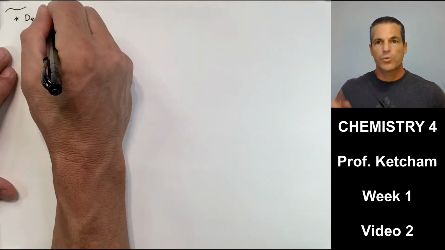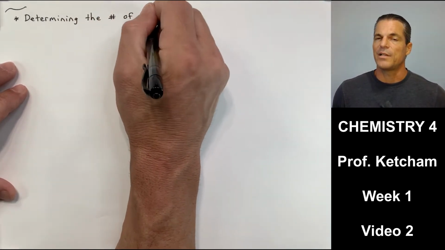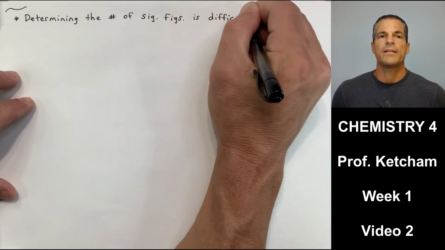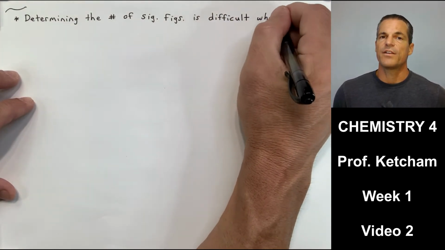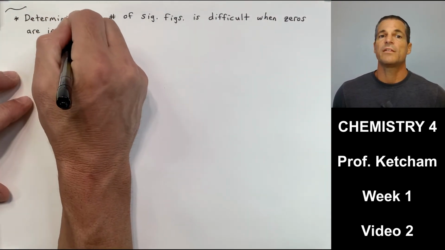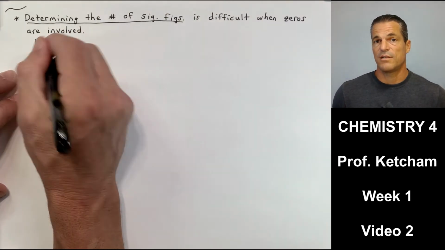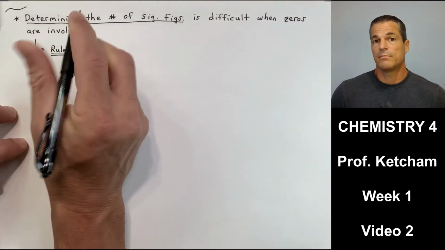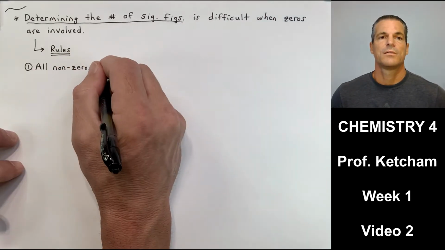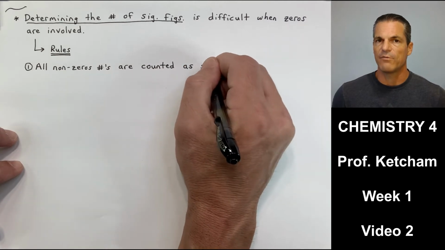All right, little squiggly line at the top of the page means I'm moving on to something a little bit different, but not super different. So, determining the number of significant figures, sig figs means significant figures. Determining the number of sig figs is difficult when you have zeros involved. And I mean like the number 0. Some zeros we count, some we don't. So here are the rules, and I believe there are 5 of them. Yeah, there are 5 rules.